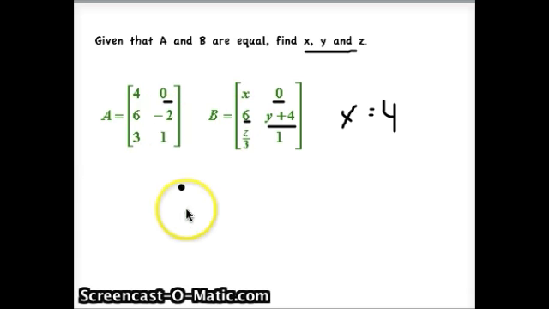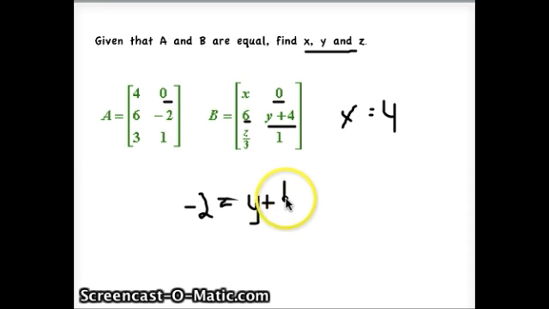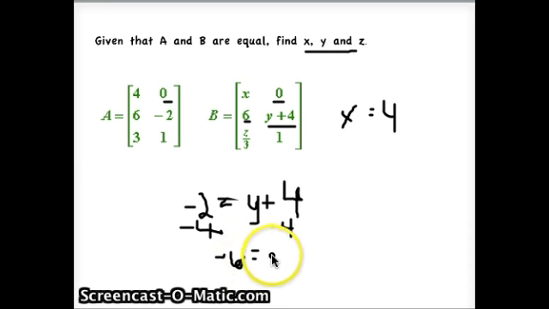Now we get to -2 equals, and on this side we have an equation, y plus 4. So all we're going to do is use algebra in order to solve this. If we just subtract 4 from both sides, we get -6 equals y. So we have our x and we have our y.